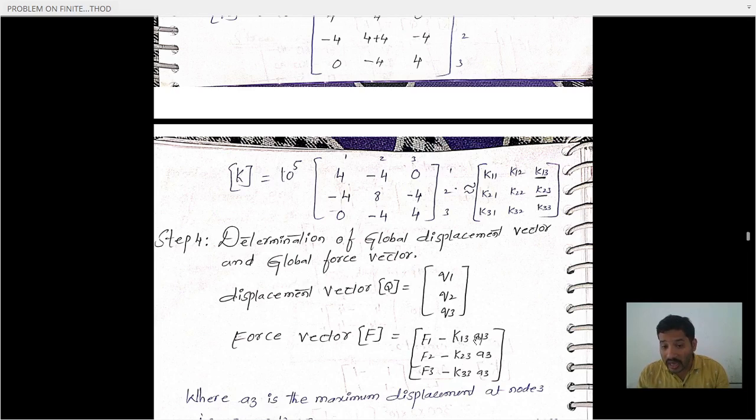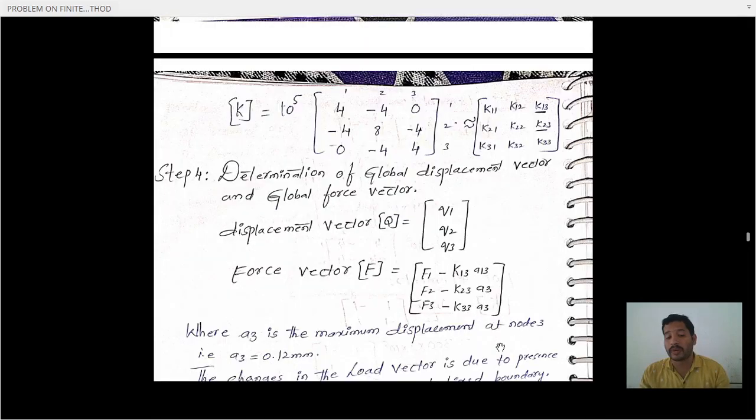So this is A3, not 1 3 here. Okay, A3, A3, A3, A3. Clear? So what does A3 represent? A3 represents the maximum displacement at node 3.